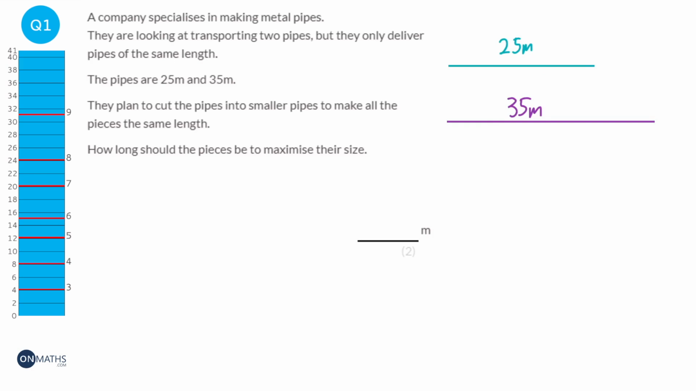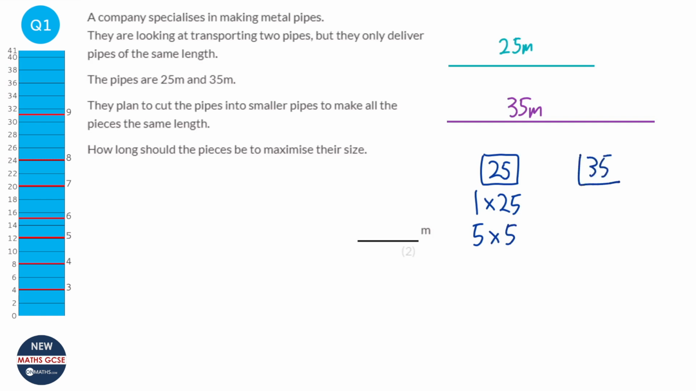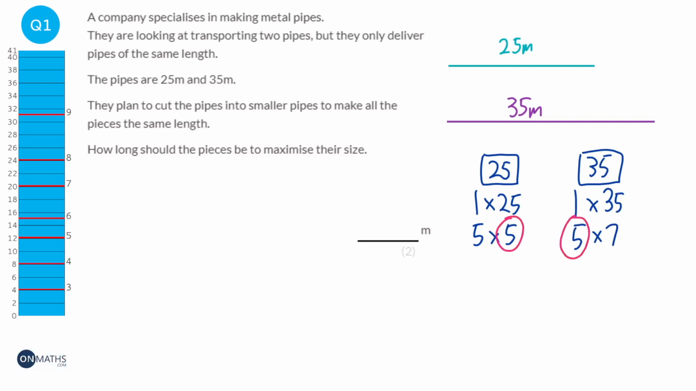So to find the highest common factor, what we do is we just find the factors of 25, which is 1 and 25 and 5 and 5, and the factors of 35, which will be 1 and 35 and 5 and 7. And the highest common factor is the number in both lists, the highest number in both lists, so it's 5.